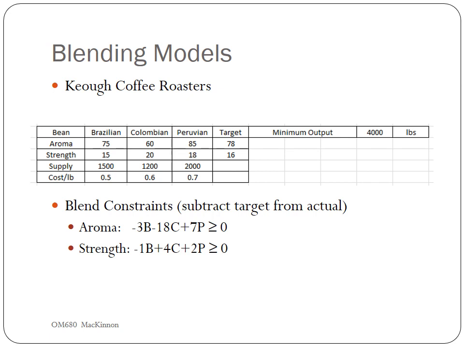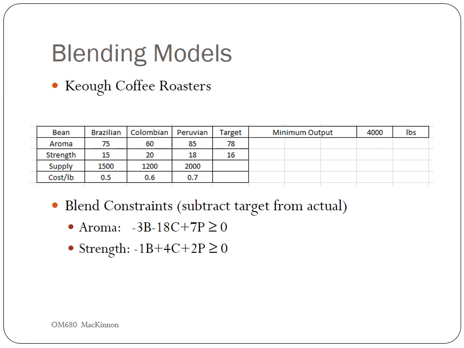Now here we're not doing percentages, okay? We're just dealing in real numbers. And so, what we do for blending constraints in this case is we subtract the target from the actual. Okay, so for example, for aroma, our target is 78. Okay, and so we subtract 78 from 75, from 60, and from 85. You can see it up here. Okay, so that gives us -3, -18, +7. And again, as we do with blending constraints, it is greater than or equal to 0.